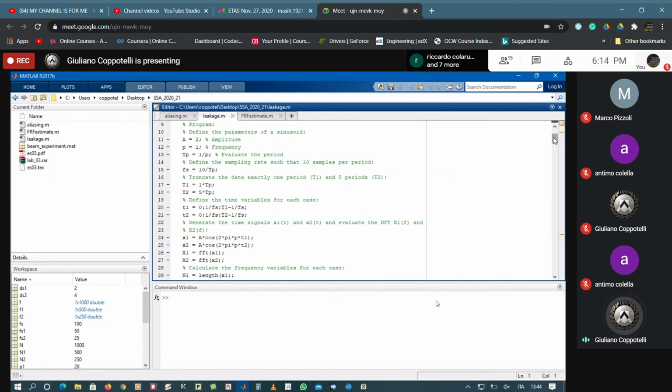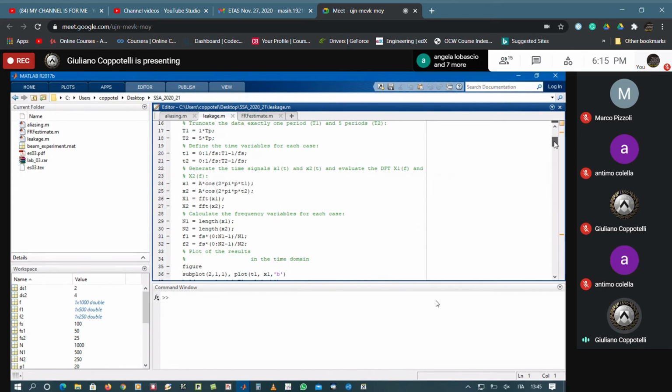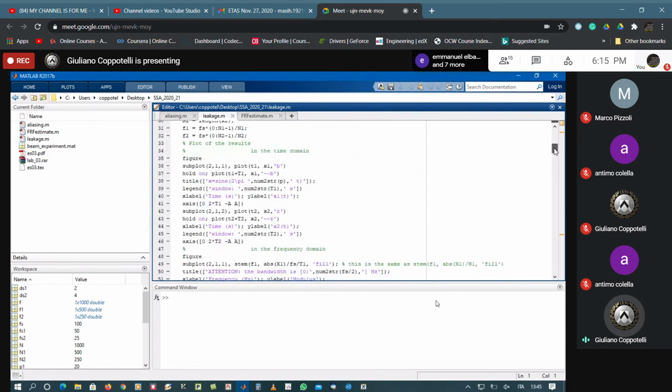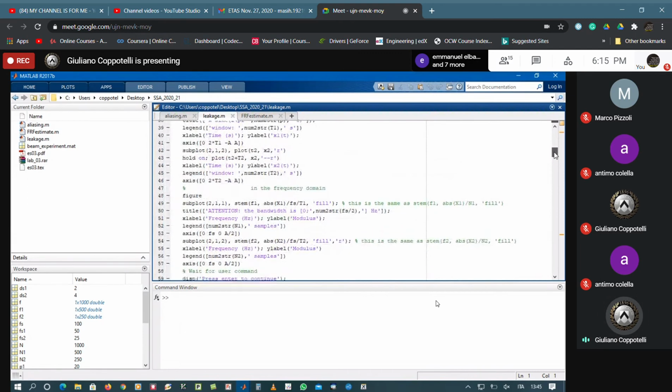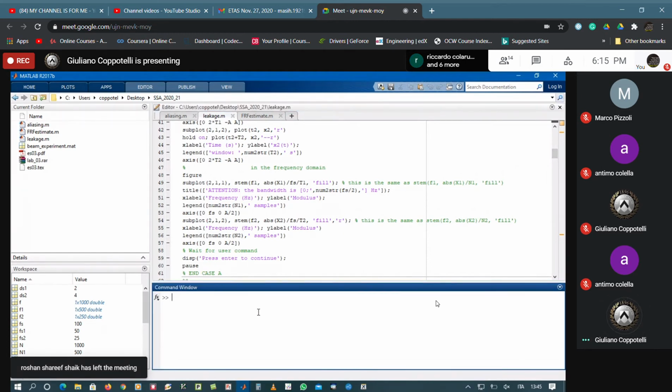Therefore, we are introducing two times, T1 and T2, that are the truncated data. The first one is over 1 period, the second one is 5 periods. Then we build the time domain vectors, then we perform the Fourier transform, and then we plot the result. We are plotting the result both in time and in frequency domain, referring to a signal with a given amplitude that is sampled for a finite number of periods. Let's see what happens.